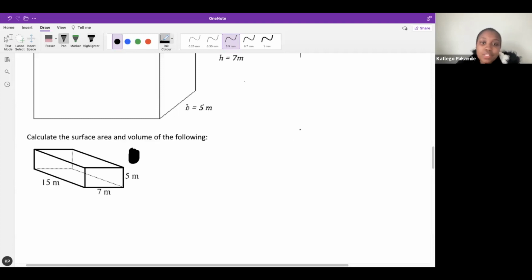Okay, let's start with surface area. I want to see who remembers the surface area formula for this. Let's hear the surface area formula. Yes, Mikhail. It's 2 bracket length times breadth plus 2 bracket breadth times height bracket plus 2 bracket length times height. Thank you very much, Mikhail. That would be correct.